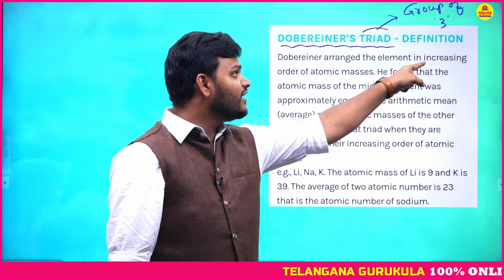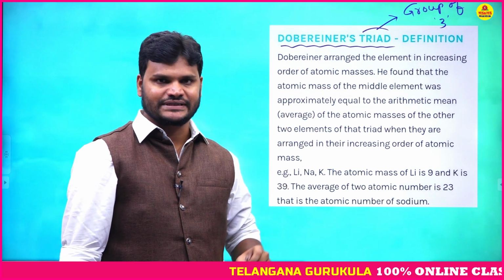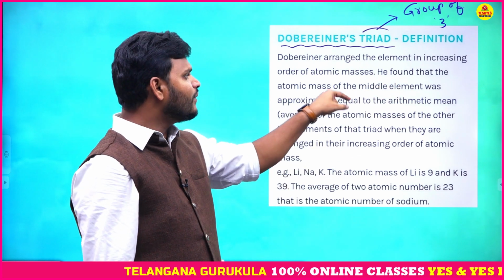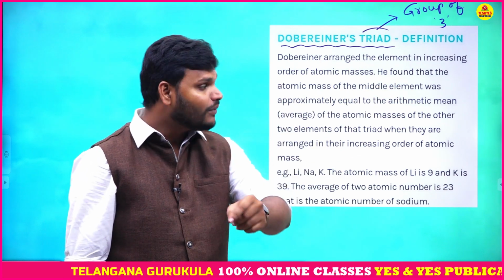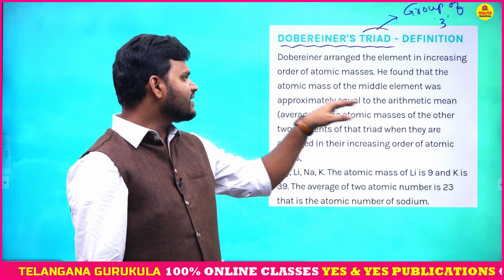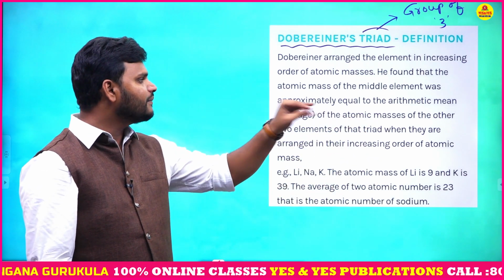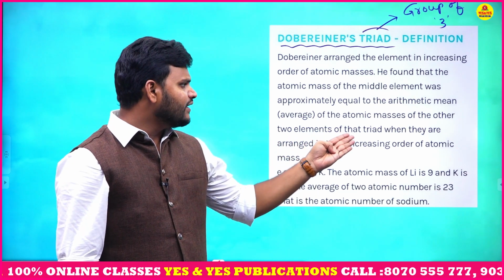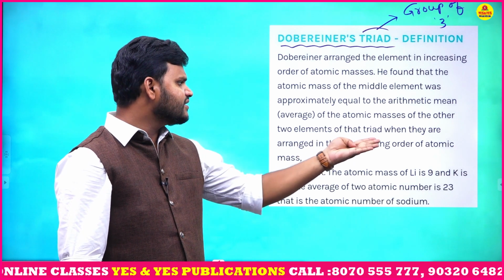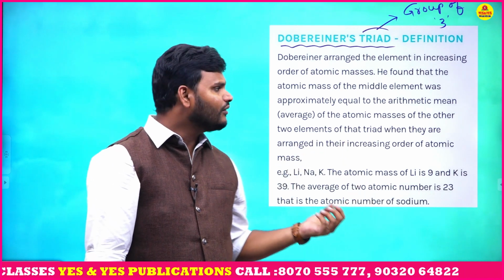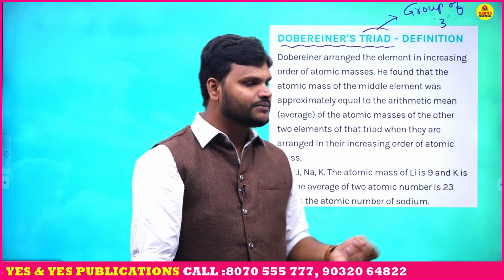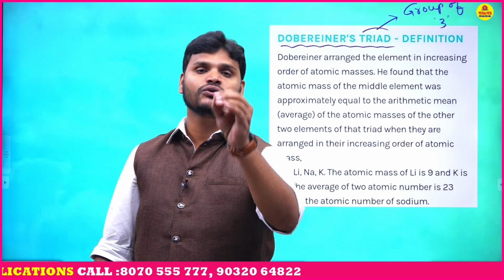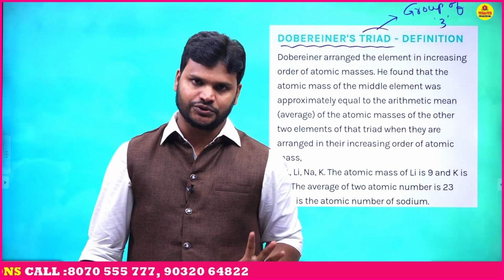Döbereiner arranged the elements in increasing order of atomic masses. He found that the atomic mass of the middle element was approximately equal to the arithmetic mean of the atomic masses of the other two elements of that triad, when they are arranged in increasing order of atomic masses. This concept is applicable for groups, not periods. This is the important point.